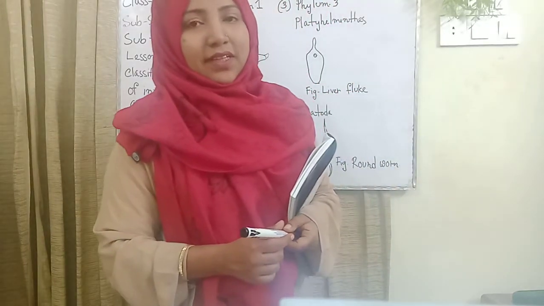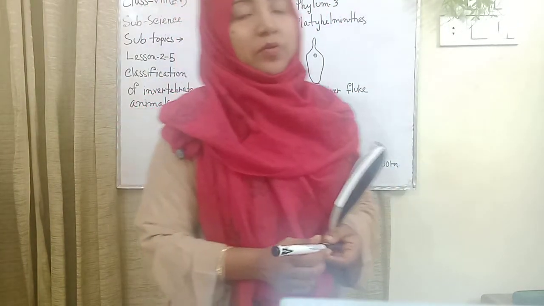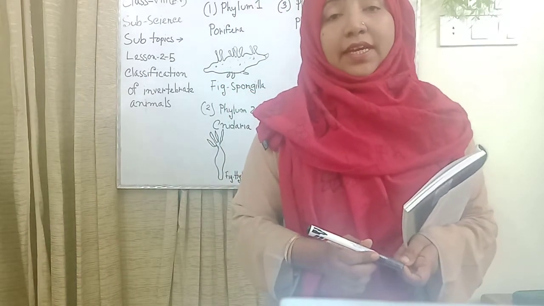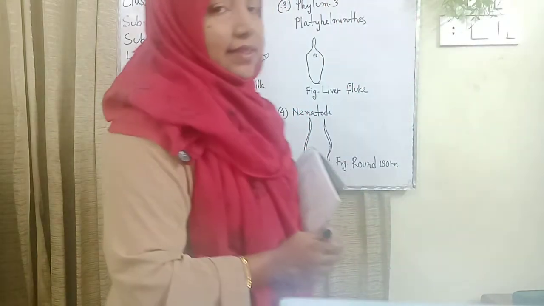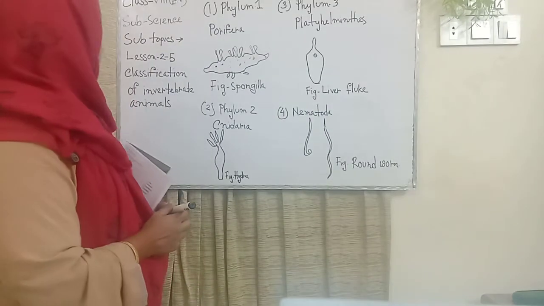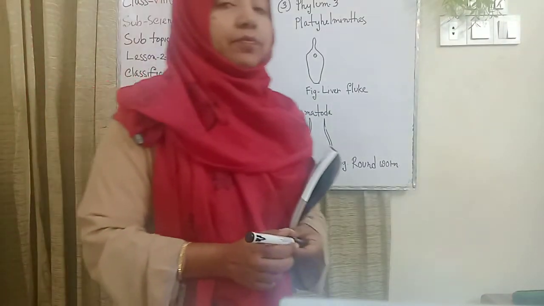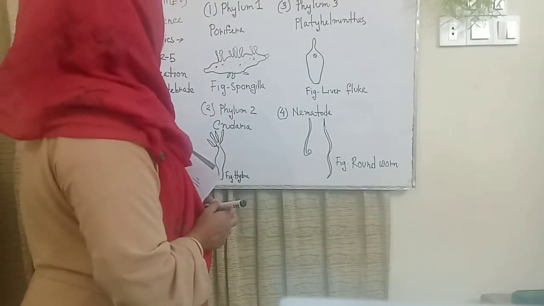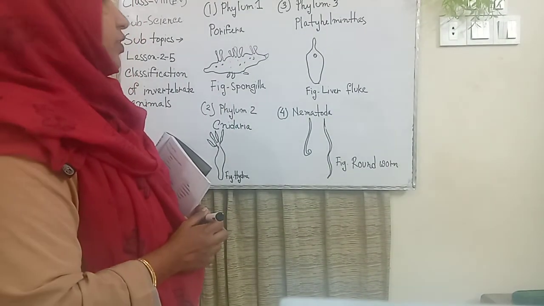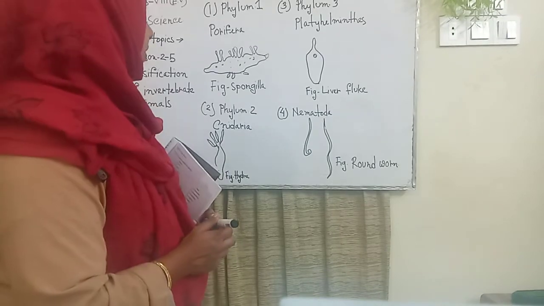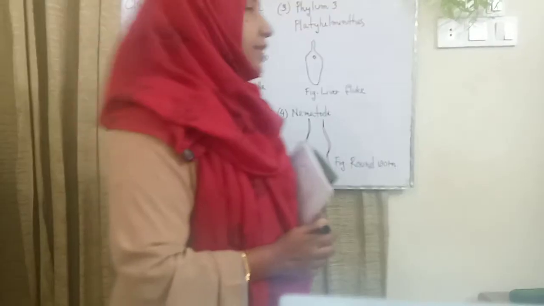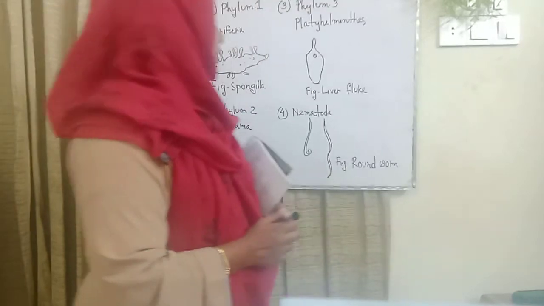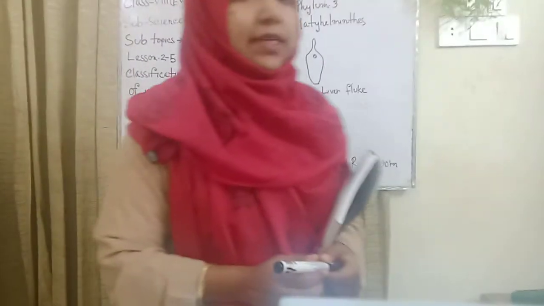In the previous class, I explained the classification of animals. Today, our new lesson is lesson 2.5, the classification of invertebrate animals. The first phylum is Porifera. The second phylum is Cnidaria. The third phylum is Platyhelminthes and the fourth is Nematoda.